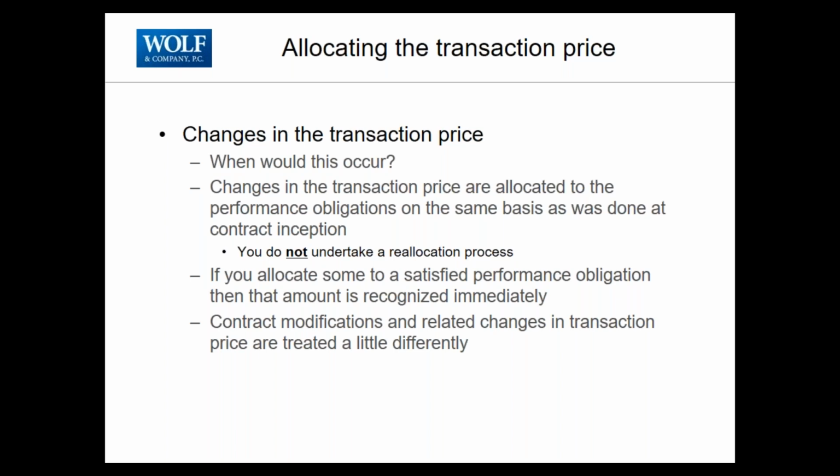So what happens if I've already satisfied one of the performance obligations? For example, if I have already performed the implementation services, then there would be an immediate recognition of that amount of the consideration, and that could be either an increase or a decrease to current period revenue. And if you had done one of those special allocations of variable consideration to a specific performance obligation, you would do the exact same thing here if the transaction price changed. The only other thing that I'll highlight here is that contract modifications and the related changes in transaction price are treated somewhat differently. We're not covering that here, but just be aware that contract modifications is a topic unto itself.